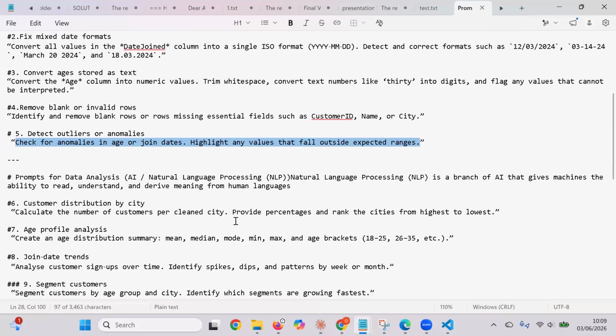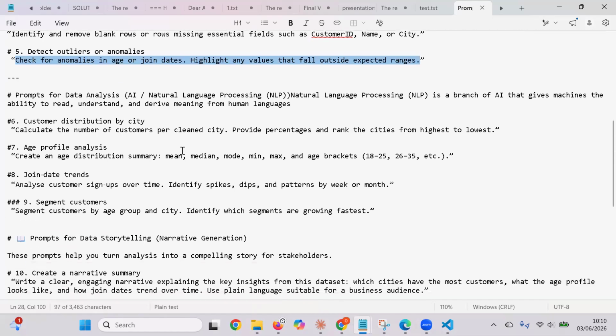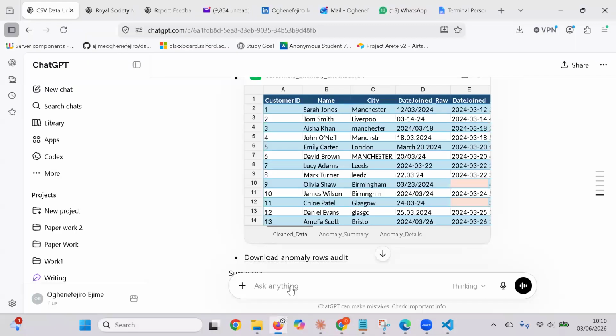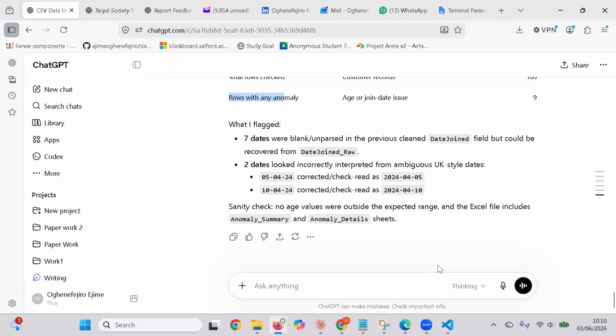The next part is prompt analysis using AI and natural language processing. Now, in this part, we want to check the customer distribution by city. We want to calculate the number of customers per clean city, provide percentages, and rank the cities from highest to lowest. Just watch. Now you will see what this will do for us.